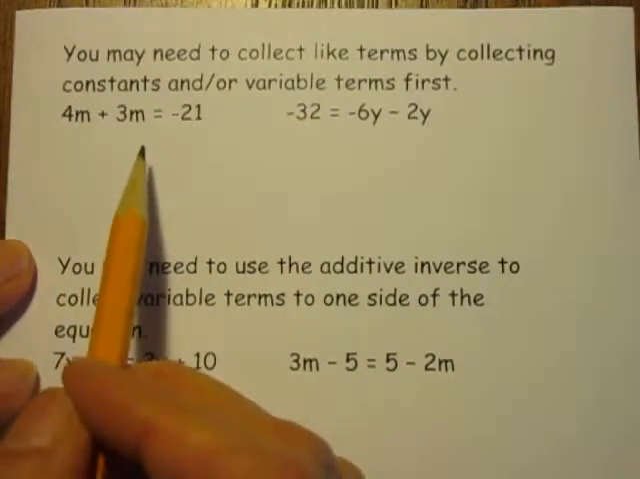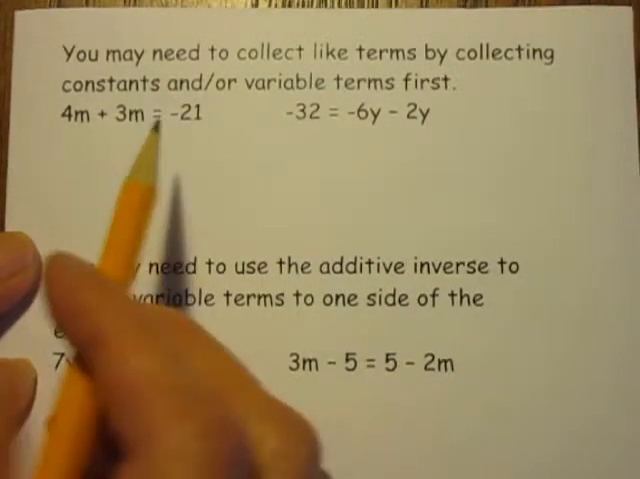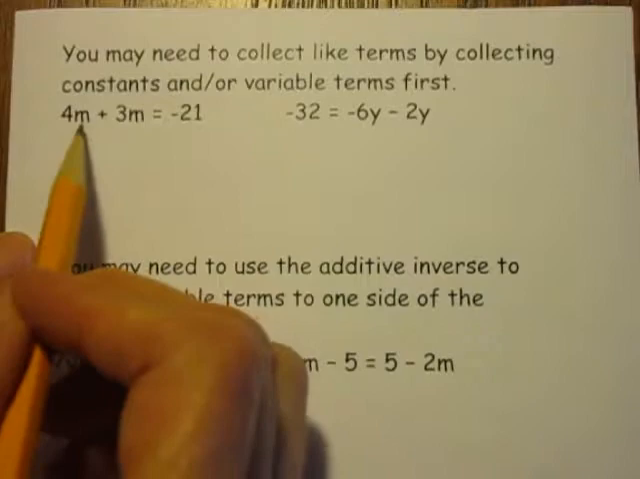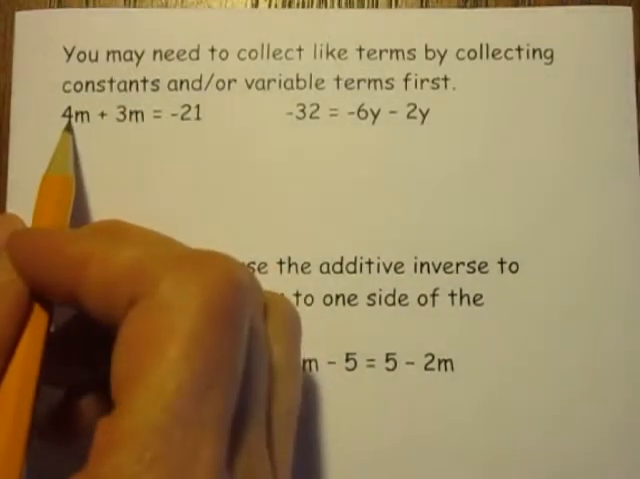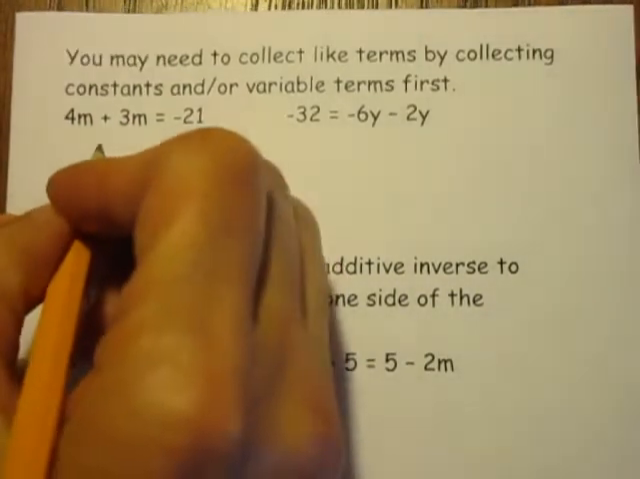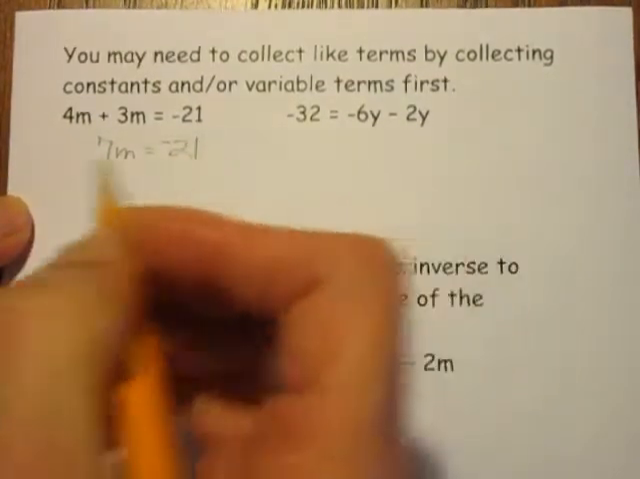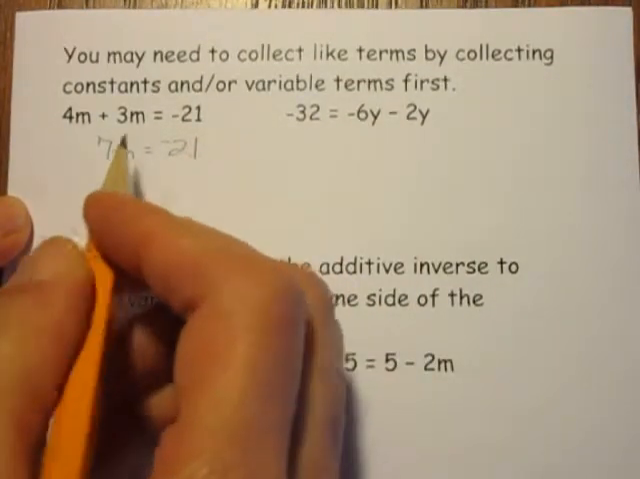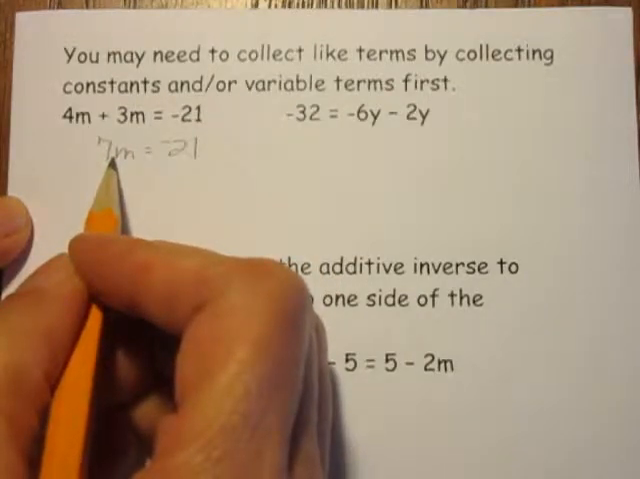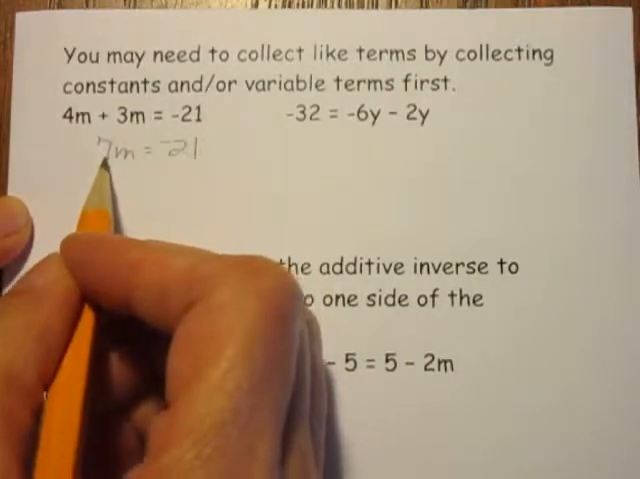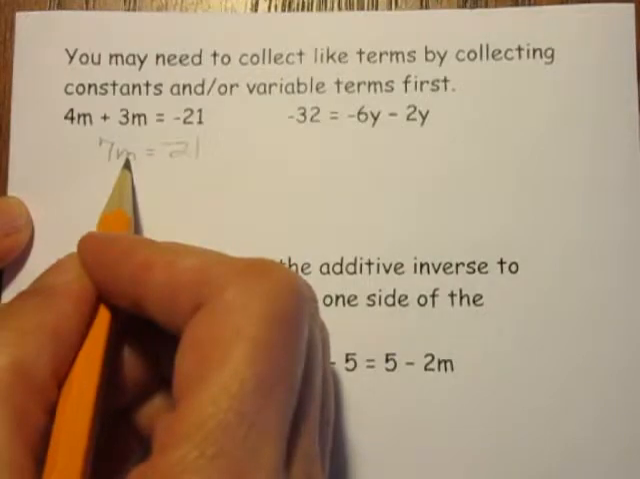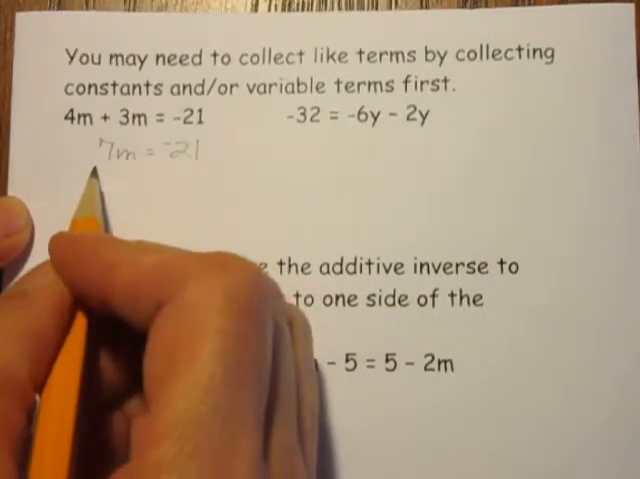That's going to help us out, but we're going to approach this a little differently in that we will have to collect like terms first step. So when I'm collecting 4m and 3m, I'll have 7m is equal to negative 21. Now I have just a single variable equation where I am going to need to use the multiplicative inverse rule. This is saying 7 times m. We're going to undo that multiplication by dividing.